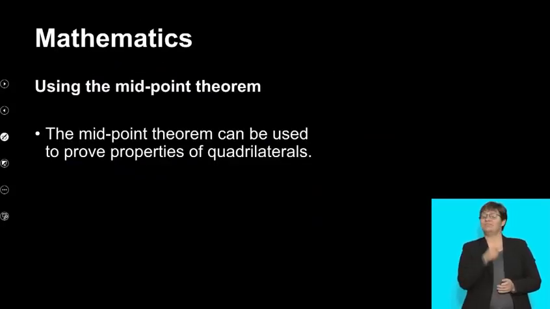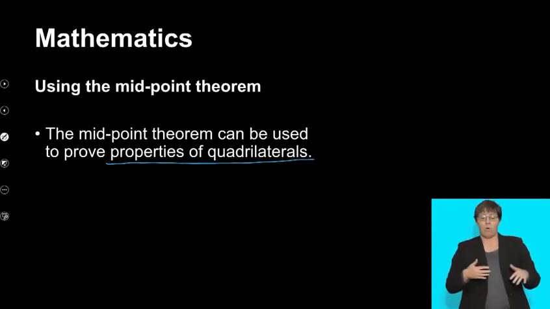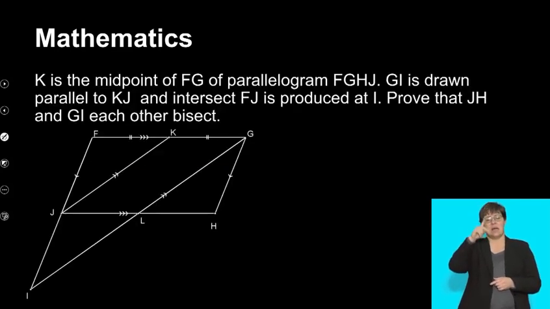Now, when using the midpoint theorem, you need to make sure that you know you're going to use it either to find unknown sides and unknown angles, or to prove the properties of quadrilaterals, right? For example, prove that ABCD is a parallelogram. That's one of the ways you can use this. Now let's see what we need to do in order to apply this.